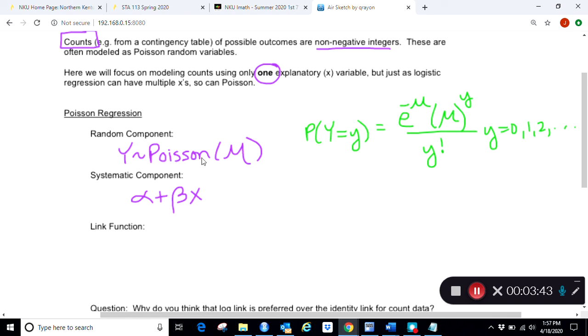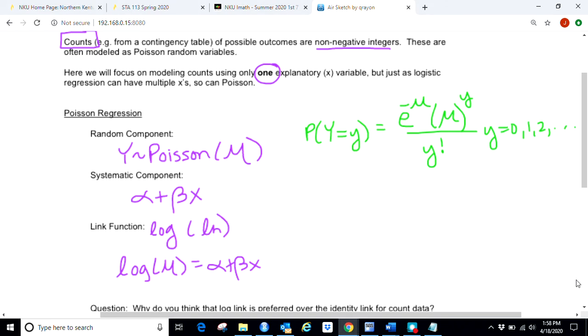The last thing we need for a generalized linear model is to understand how we're going to link the random and systematic components together. The most common link function used here is the log, or technically the natural log link function. So we would say that the log of the mean is alpha plus beta x, which, if I solve this for mu, tells me that mu is e to the alpha plus beta times x.